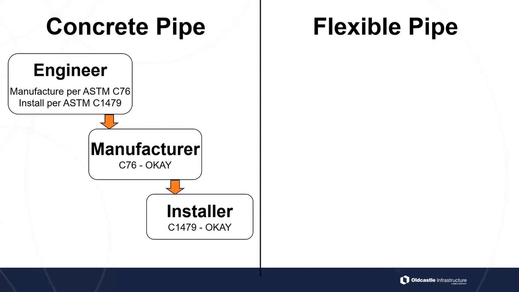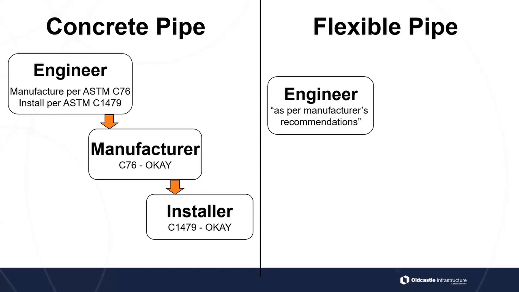We're going to use this type of material. We're going to bed it here. Great. Wonderful. Boom. Engineer calls out the class of pipe, puts it on the plans. Bob's your uncle and everything's good. Now, the flexible pipe is a little bit more convoluted and different because what we like to do is we like to say as per manufacturer's recommendation.